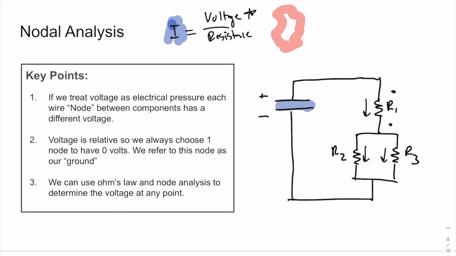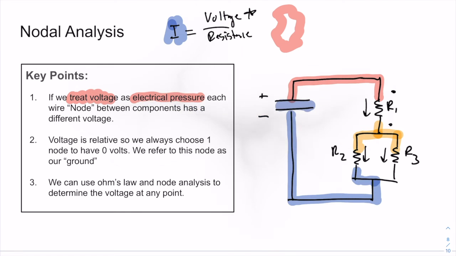Okay, so nodal analysis is just treating voltage as electrical pressure. The idea being that every single node, every single wire, as shown here, has a different electrical pressure, a different voltage. And by convention, we choose one component, one node, to be our reference or our ground node, because just like speed in physics and even time, voltage is a concept that is relative, right?